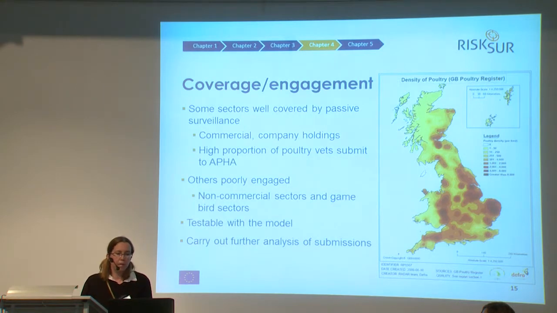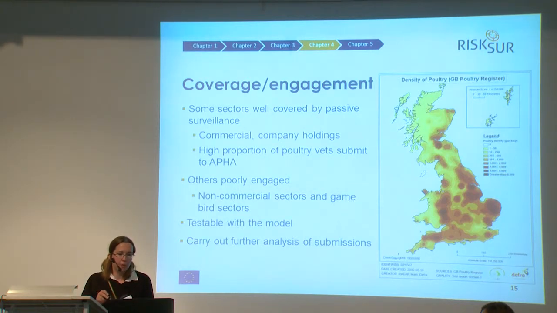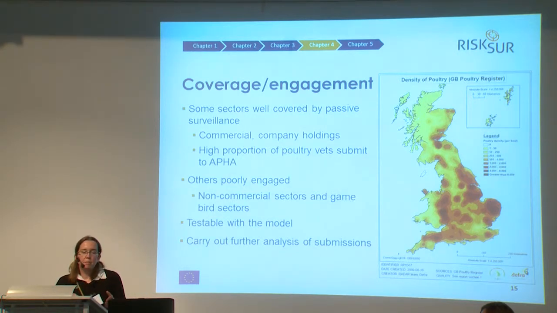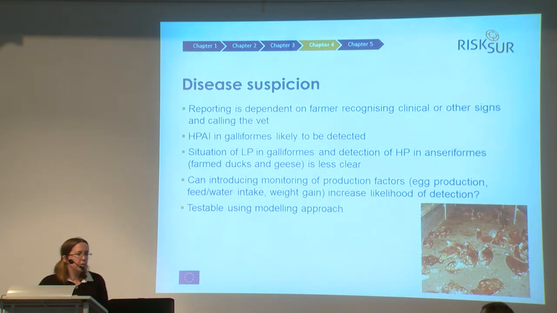What we want to do for our case study is to design a simulation model. Adam's working on that at the moment. And what we can do is we can redesign some aspects of the surveillance and then use the simulation model to look at the effect that'll have on the sensitivity or the timeliness or other attributes. And also there's a potential here to carry out further analysis on submissions to APHA and really try and understand a bit more about where the areas are that we have poor engagement with the producers. And the second is disease suspicion.